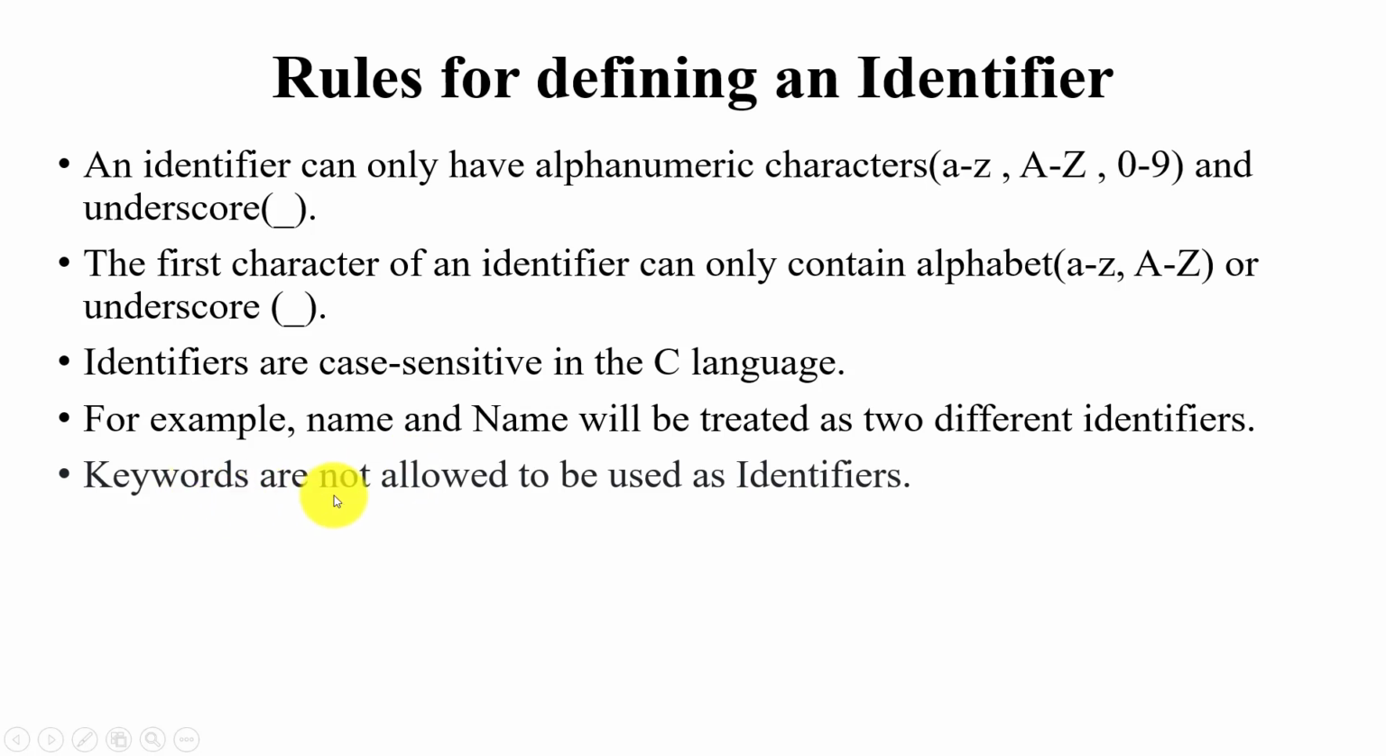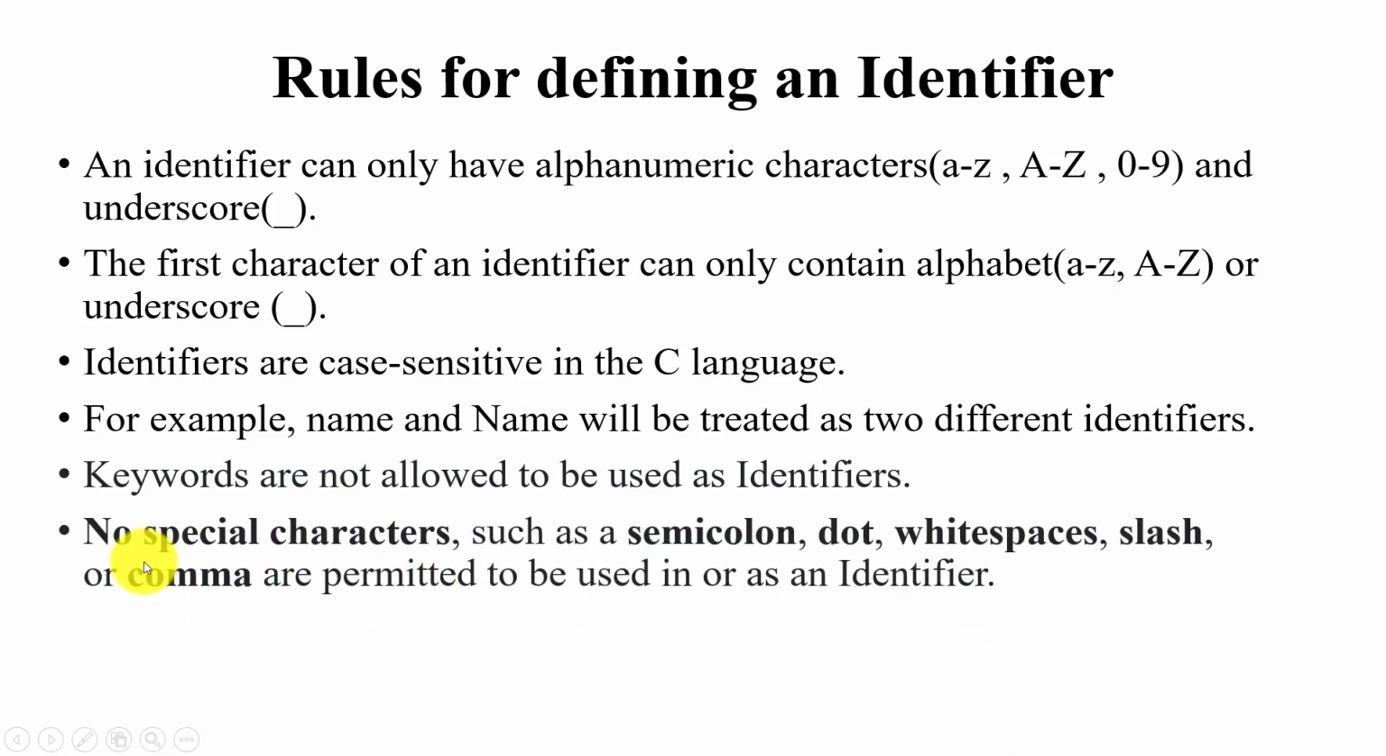Now keywords are not allowed as identifiers. We know that 32 keywords are there, but we cannot use a keyword as an identifier. And an identifier cannot include special characters. Now what is a special character? Such as semicolon, dot, white space, slash, comma, etc. In the previous video, in tokens, we already discussed what a special character is. So these are all the rules of identifiers.